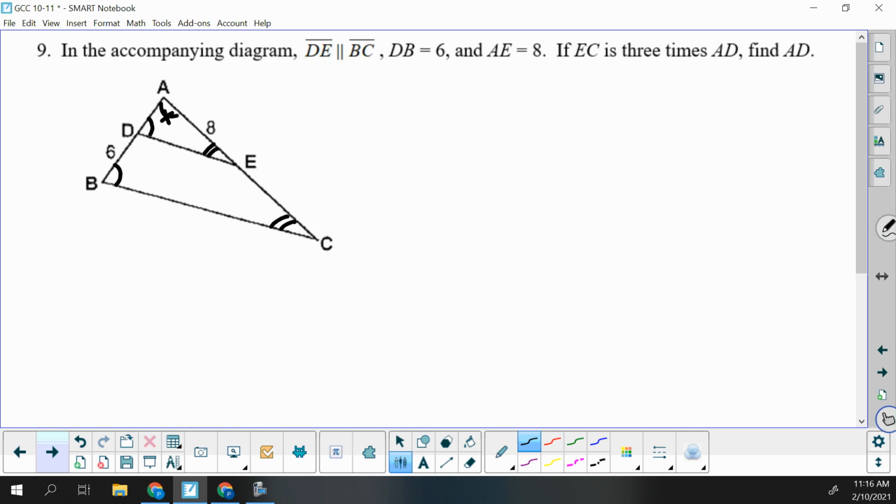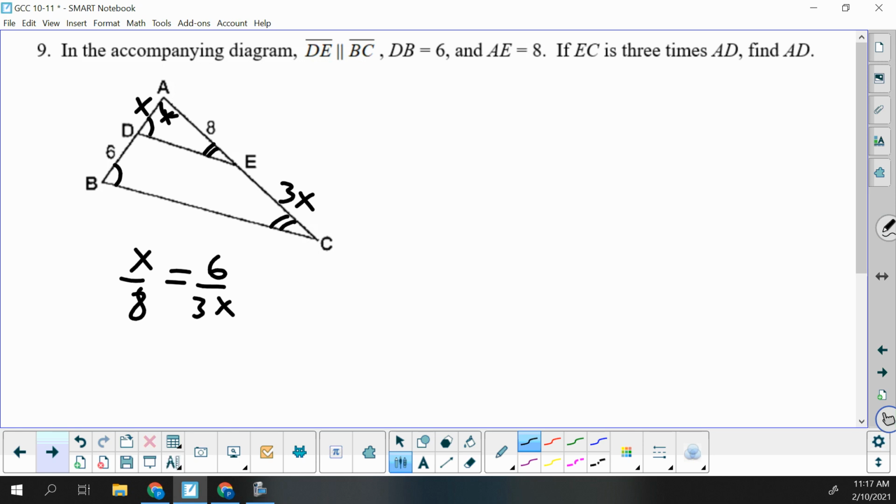EC is 3 times AD. So we would want to call AD X, and then EC is 3 times that, so we would call it 3X. We can either do proportional sides, or we can do our side splitter theorem, because when you have parallel lines, the sides are split up proportionally. If we did the side splitter, we would do something like x over 8, getting the same spots to match up, is equal to 6 over 3x.